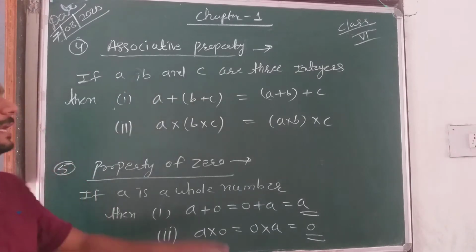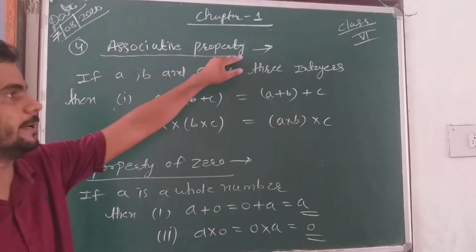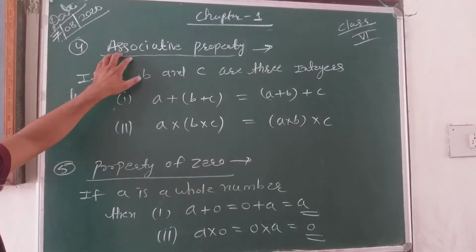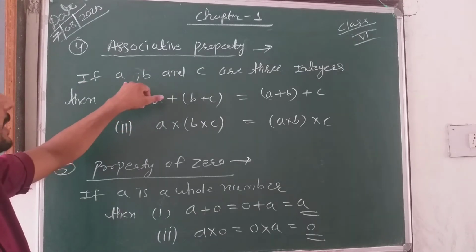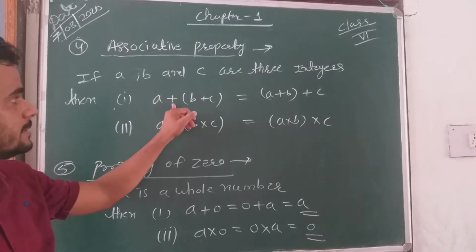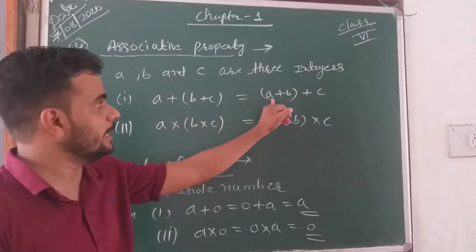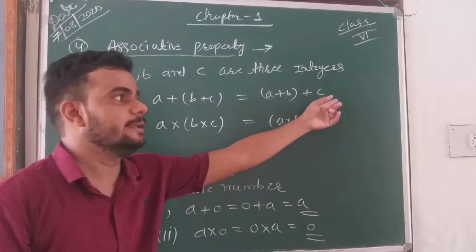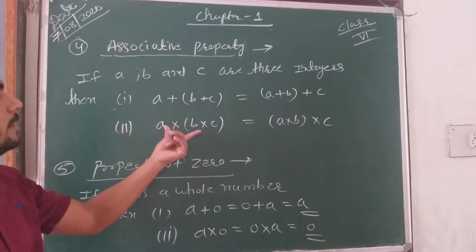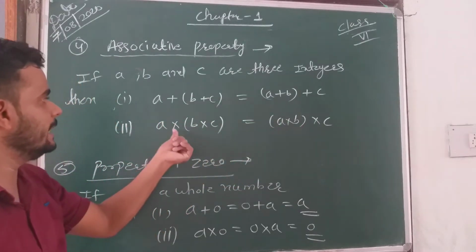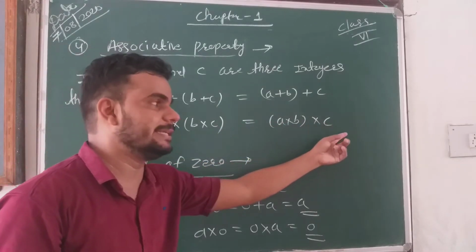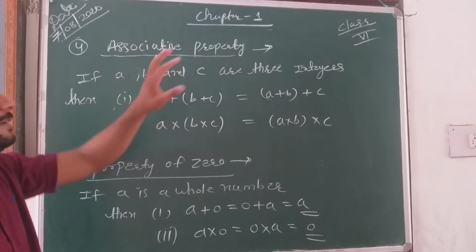Okay students, so our next, fourth property, is the associative property. What is the name of the property? Associative property. The associative property means if we have three integers a, b and c, then a plus (b plus c) is equal to (a plus b) plus c. So if we change the grouping, the addition is the same, and for multiplication it is also the same. It means a multiply (b multiply c) equals (a multiply b) multiply c. So this is our associative property.